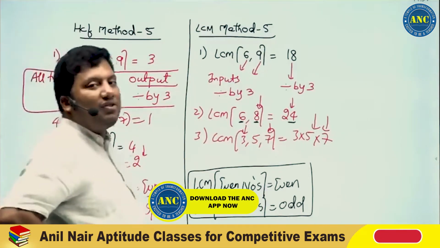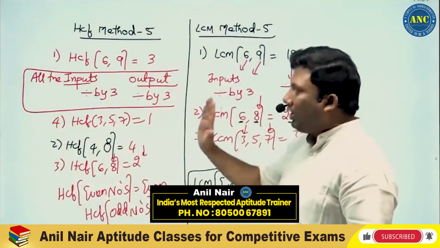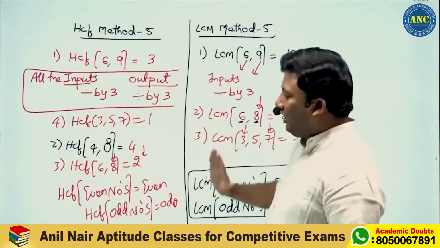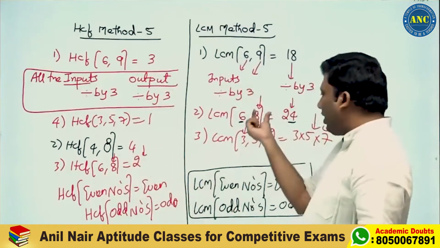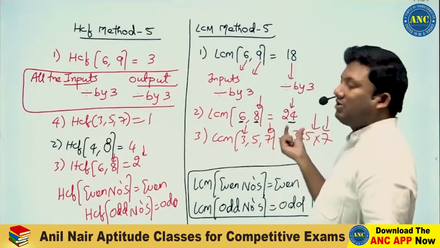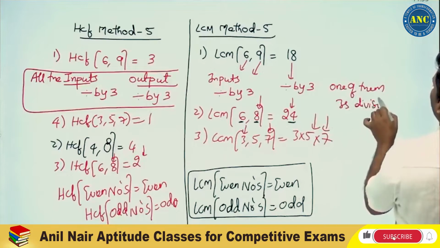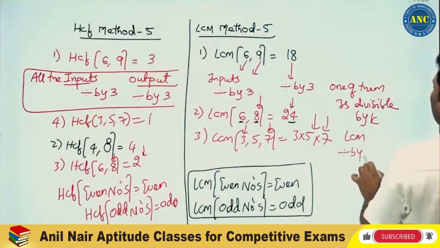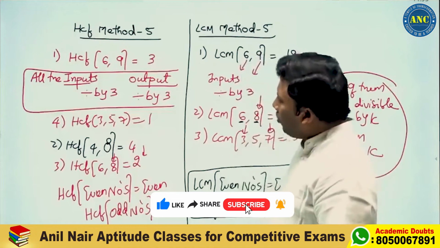If one of them is divisible by k, LCM tick mark, HCF cross mark. I hope you understood the inputs. All of them condition holds good for both LCM and HCF. If one of them is divisible by 4, answer is not divisible by 4. If one of them is divisible by 3, answer is divisible by 3. If one of them is divisible by k, it is enough here. For LCM, answer should be divisible by k. This does not hold good for HCF.